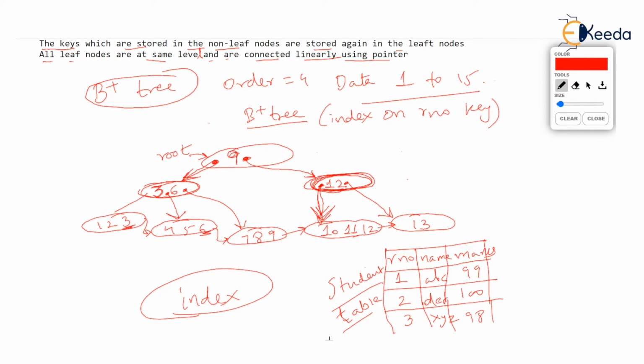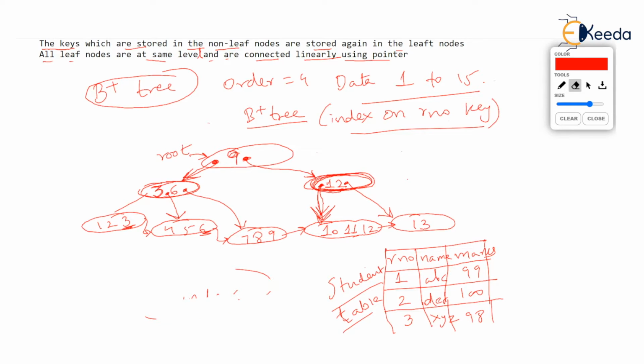Now an index can be made on any key. So somebody will say, no, don't store 9, 3, 6, 12, all this in the node, but instead store names. So ABC, DEF, these names will be stored inside the node. And then we will say the B plus tree is nothing but an index made on basically names, isn't it? Okay. But we have made the index on roll number.